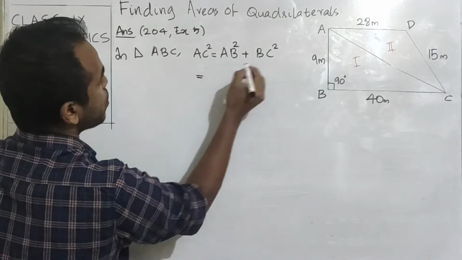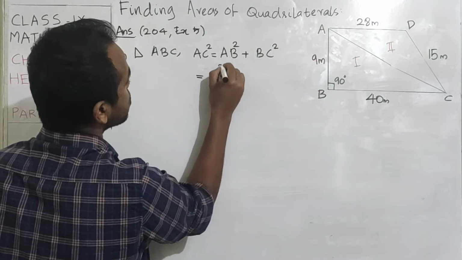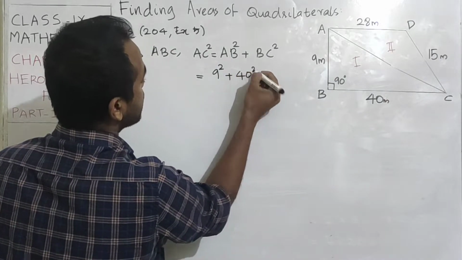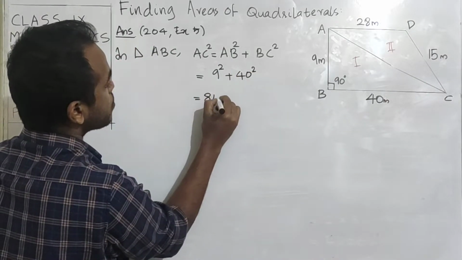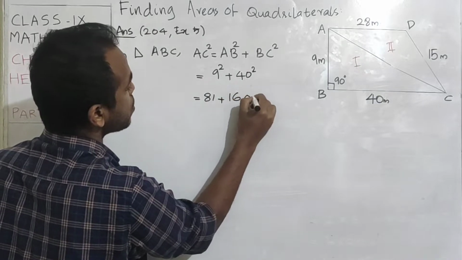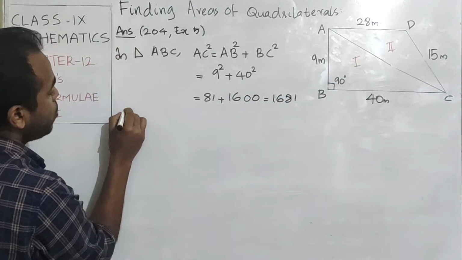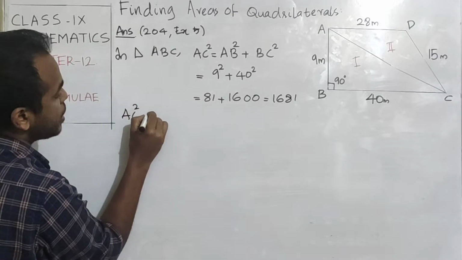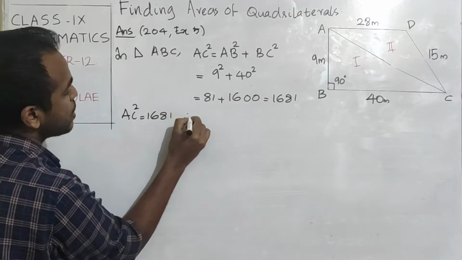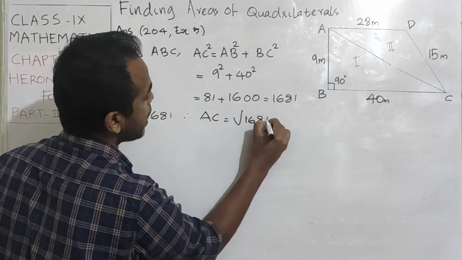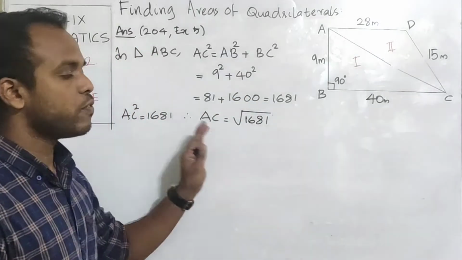And what is AB square? AB square is 9 square plus BC square 40 square. That is 81 plus 1600, or 1681. Therefore, AC square is equal to 1681. Therefore, AC is equal to root of 1681. How will you find the root of 1681?